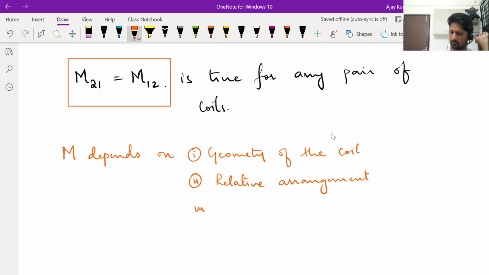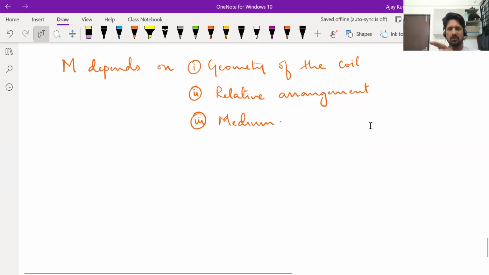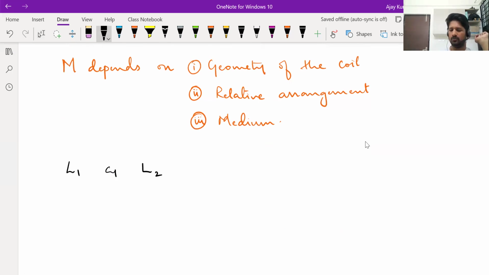And the medium between the coils. Right. Suppose the individual coils have self-inductances L1 and L2. Then the mutual inductance between them can be expressed as K root L1 L2. We are not going to actually do this in any case, but it can be done. K root L1 L2.